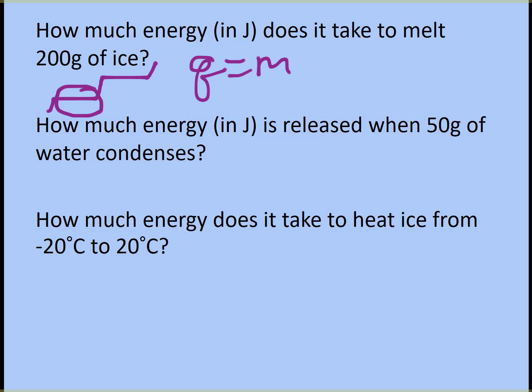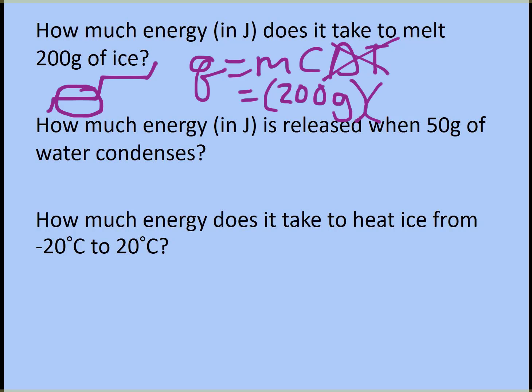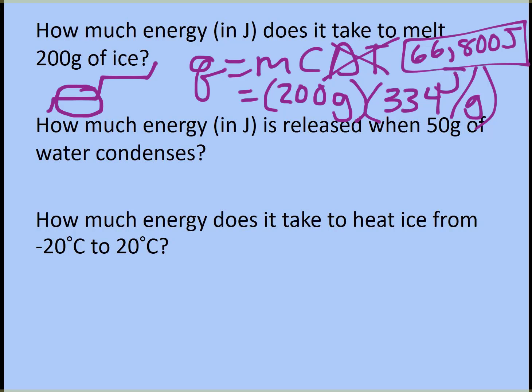So Q equals mc delta T. But remember, my temperature doesn't change in a phase. So I get rid of the delta T. And my mass is 200 grams. And my constant for melting is 334. And let's do our math. My final answer is 66,800, and that is joules. So that's how much energy to melt 200 grams of ice, and I'm only in that melting portion.